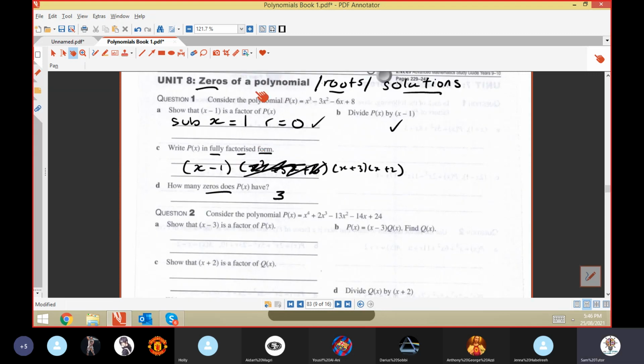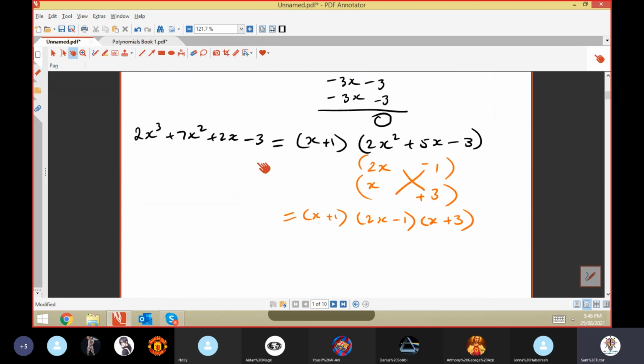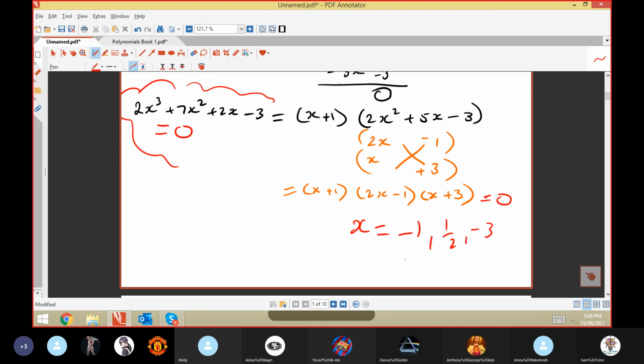So like when I said the mother of all questions, I actually meant it. You've got to learn this whole technique first, right? Because if I said solve this polynomial, there is no way you can solve this other than getting it to here. Then when this equals 0, what are my answers? -1, a half, and -3. That's it. Finished. Those are my zeros, or my roots, or my solutions.